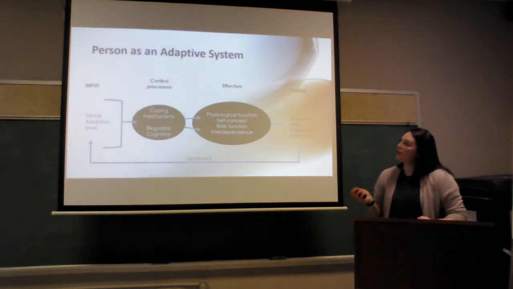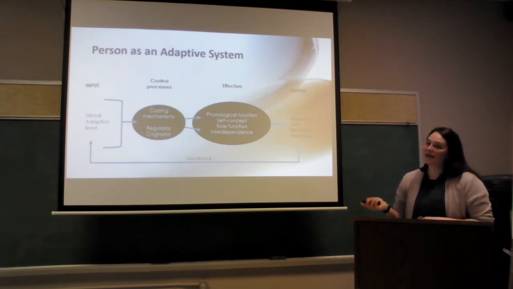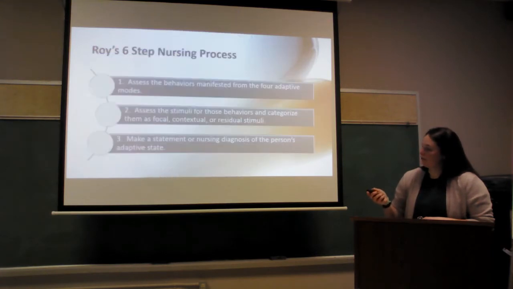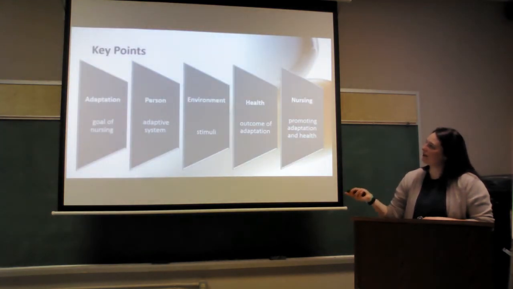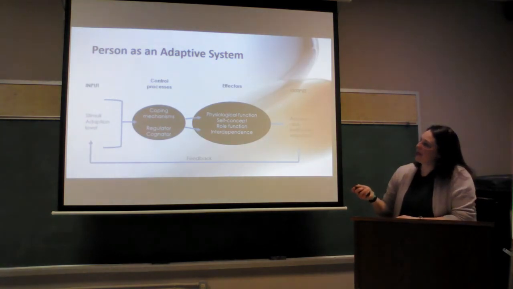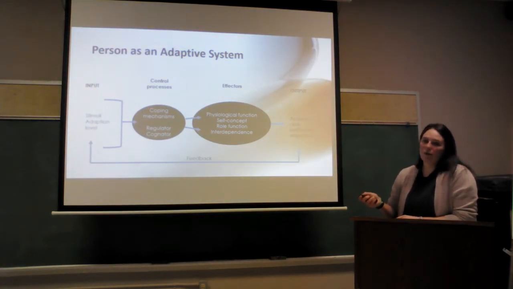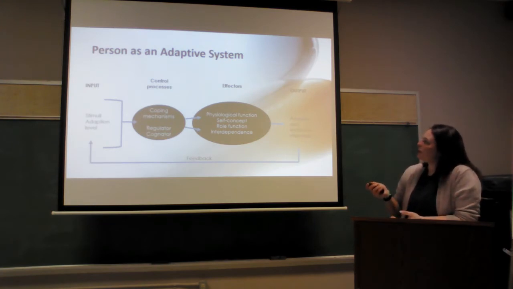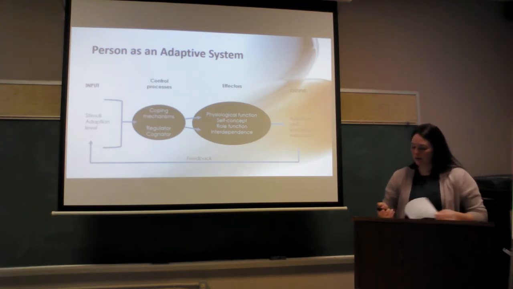Roy also created this model, and this is looking at the person as an adaptive system. As you can see, input is going to occur, and there's going to be a stimulus, which is that adaptation level. There's going to be coping mechanisms and the regulator and cognator, which are the control processes. So that is how the patient or person is going to respond. Then the effectors are all those modes we talked about. Then there's going to be an output created, which will be the adaptive and ineffective responses. And then feedback will occur, and that process is going to start all over.